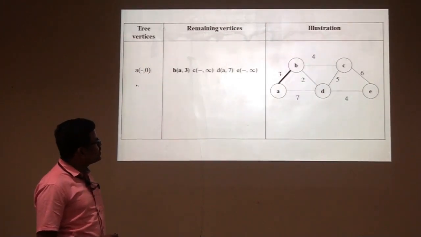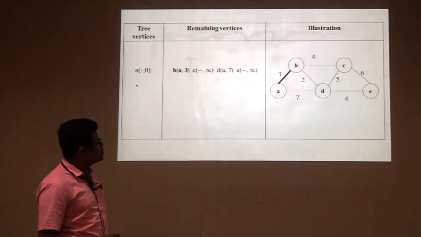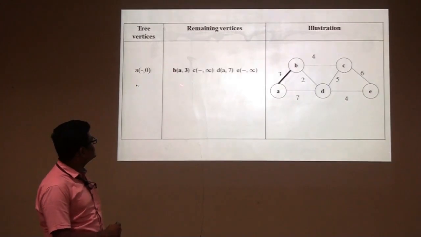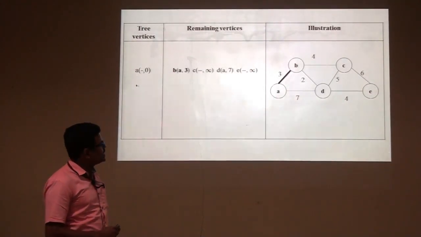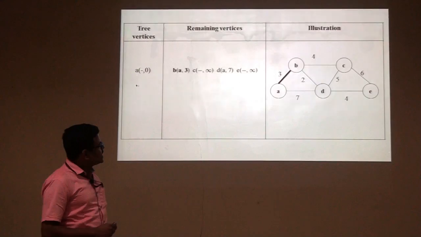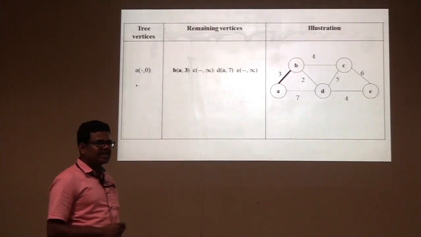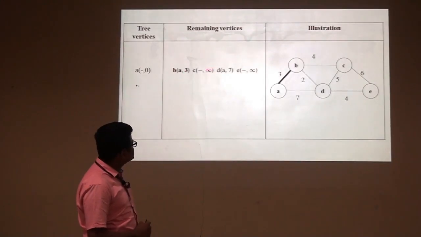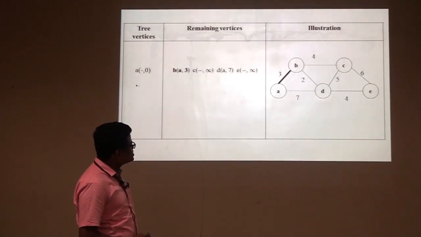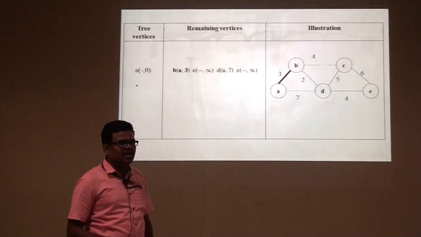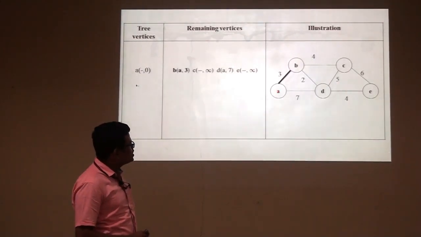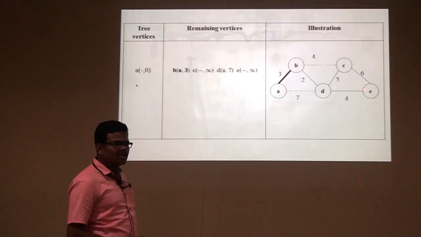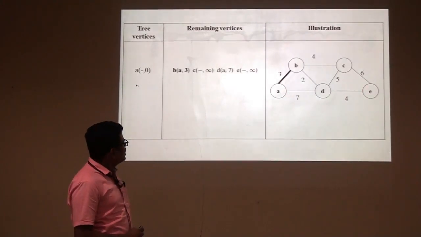So we are going to start from the A vertex. From A we can reach the B vertex and the D vertex, so we update those vertices. From A to B the cost is 3, and from A to D the cost is 7. We do not have a direct path from A to C and A to E, so we give them infinity.